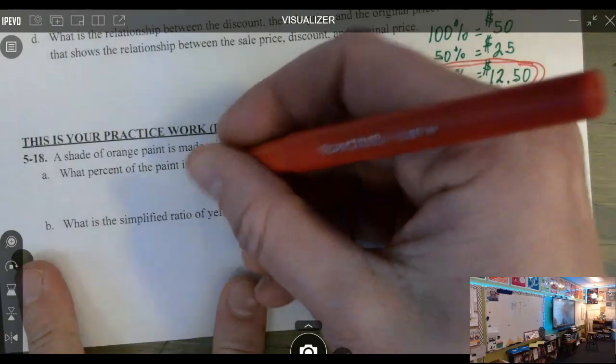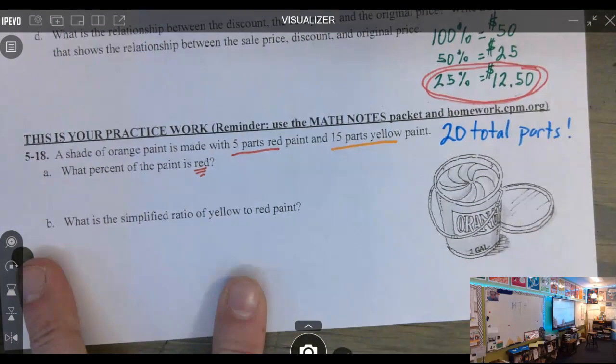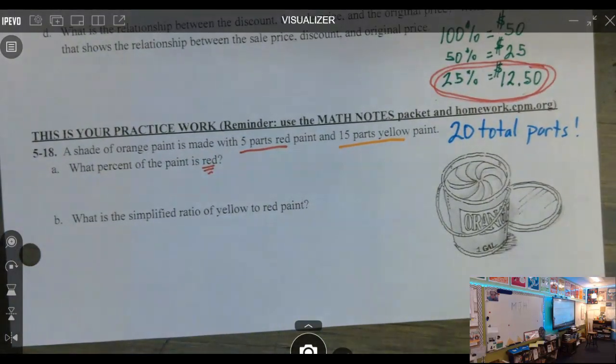Because what percent is red? Remember, to find percents, it's part compared to total. We'll go over this in a couple days.